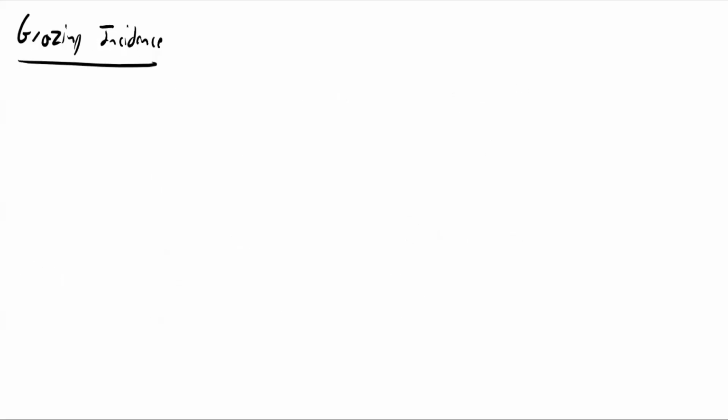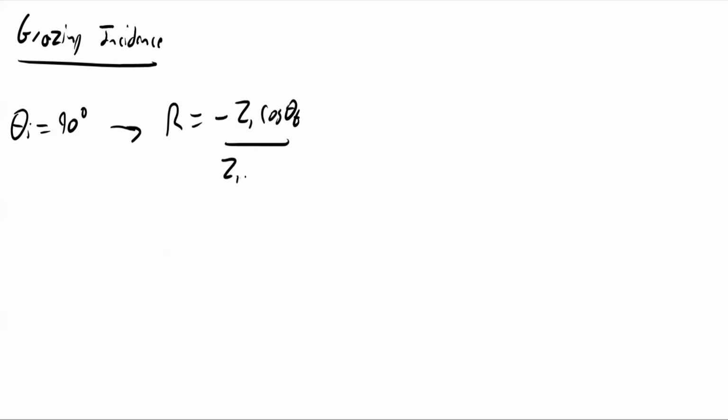So the next special case is grazing incidence, which we'll say is when the incident angle is 90 degrees. If this is the case, then R becomes negative Z1 cosine theta T over Z1 cosine theta T, which is equal to -1. And we also find, if you recall that 1 plus R is T, that T is equal to 0.